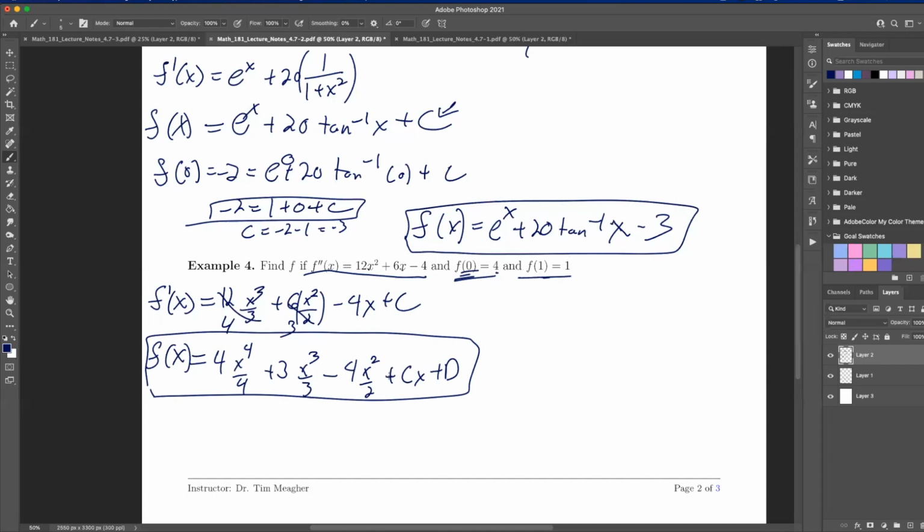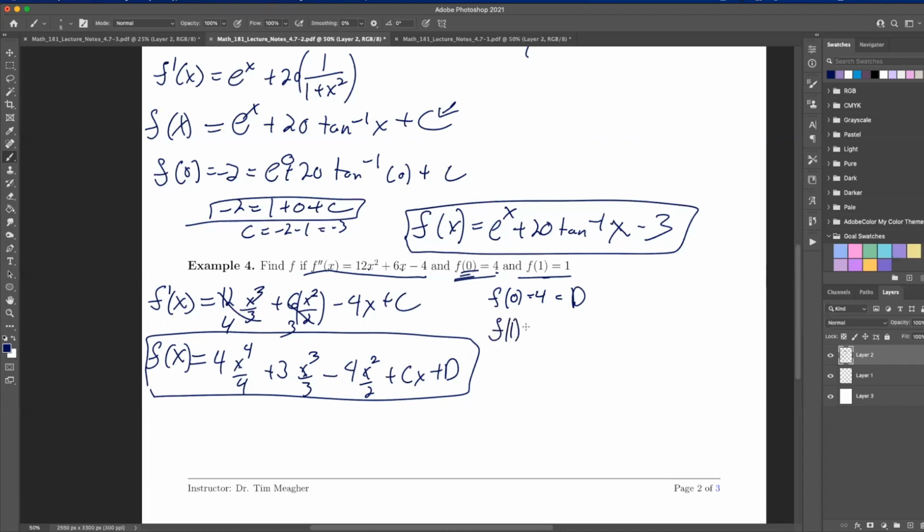So we'll go ahead and plug this in. Let's plug in f of 0 and f of 1. Well, let's do it over here, so I just have room to do it. F of 0 equals 4, which is equal to, well, if x is 0, this is 0, this is 0, this is 0, this is 0, which is equal to d. So I know what d is, right? D equals 4.